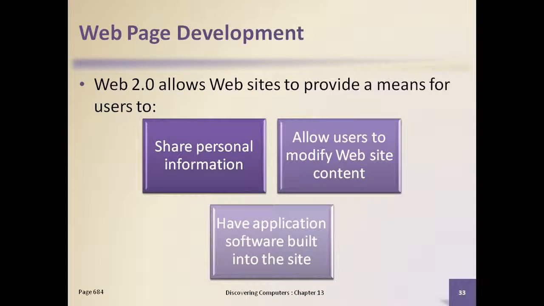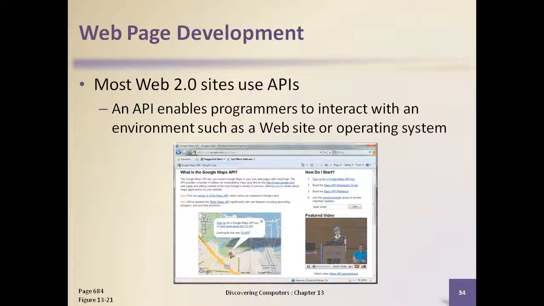Web 2.0 allows websites to provide elements for users to share personal information, allow users to modify website content, and have application software built into the site. Most Web 2.0 sites use applets and API programs to interact with an environment such as a website operating system.